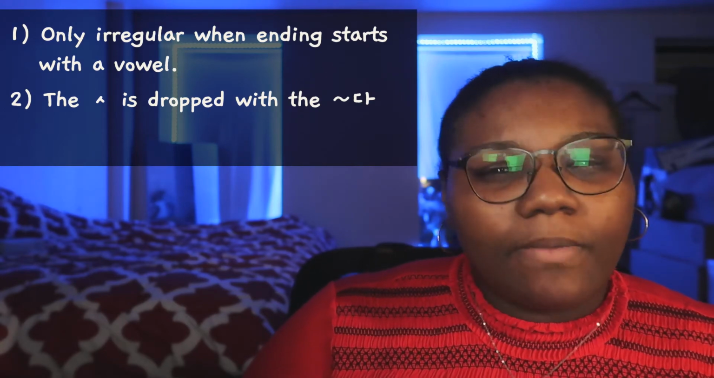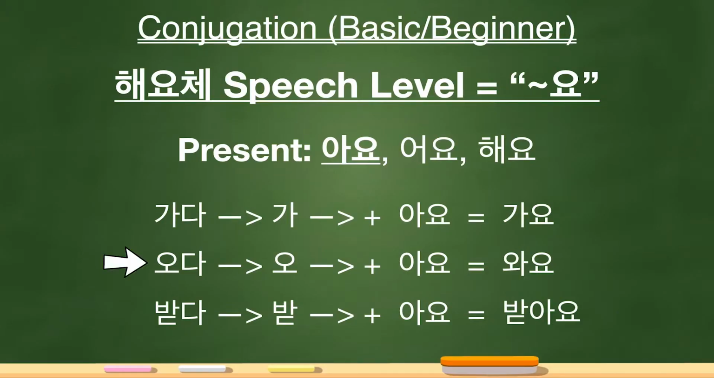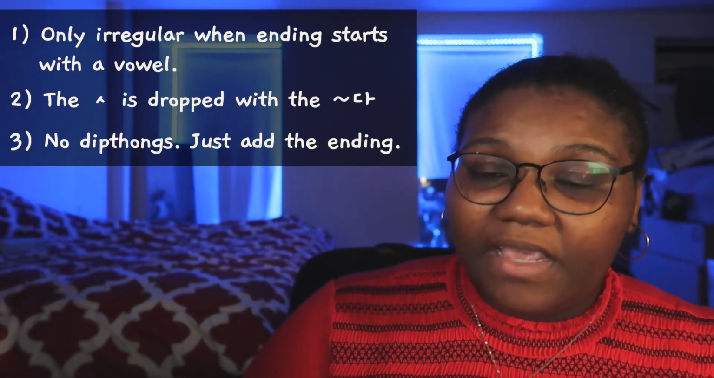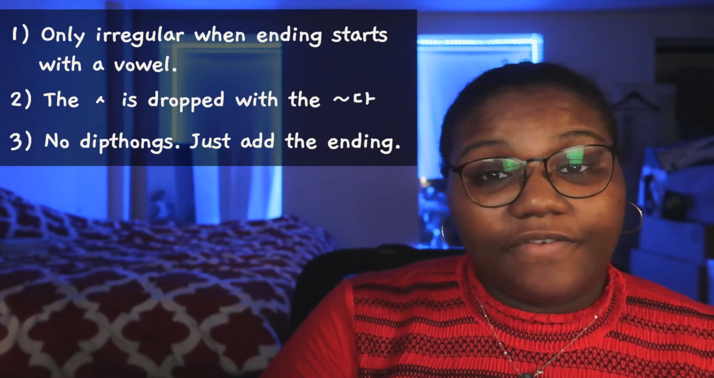And number three, remember when I said for oda, you drop the da, you end with o. When you add ayo, you get a diphthong. Diphthongs essentially are just the vowels that already exist that we went over, but they're combined to make new sounds. And it becomes wayo. Well, these words are irregular, so those rules do not apply here. The Siot is dropped and the ending is simply attached to the verb stem.